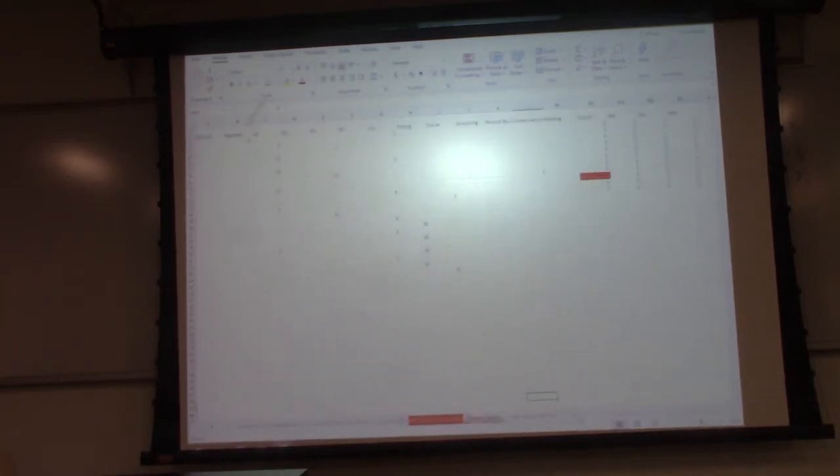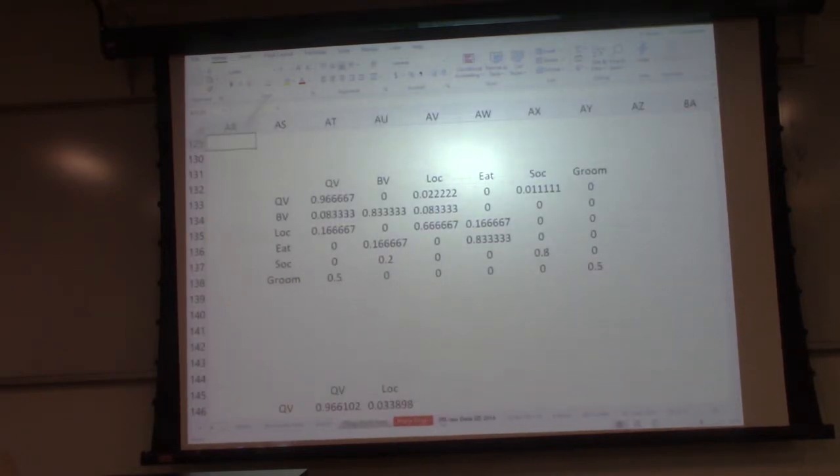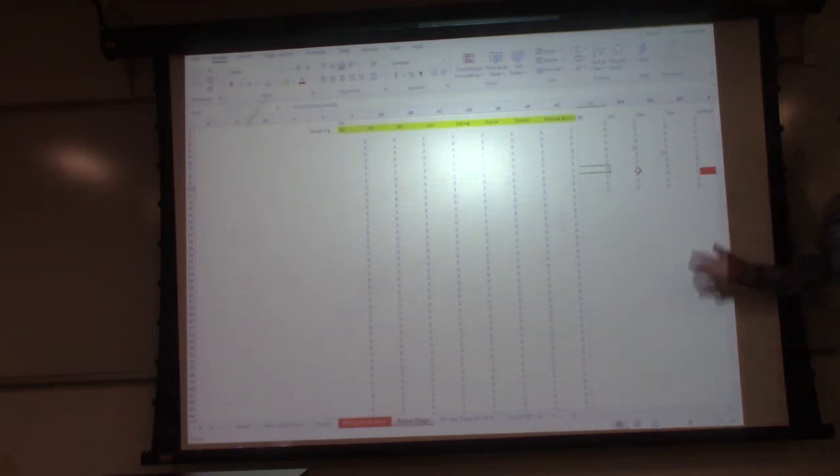Let's see if I have that anywhere. I don't. But what it ends up giving you, if you look at that matrix that has all of those transition probabilities, and say, okay, let's imagine this animal starts in quadrupedal vigilance, right? We're gonna multiply that out. And what it shows you that ultimately the animal should be spending this percentage of its time doing this behavior, this percent doing this behavior, this percent doing this behavior, and so on.